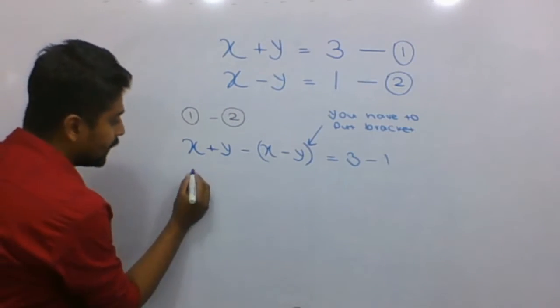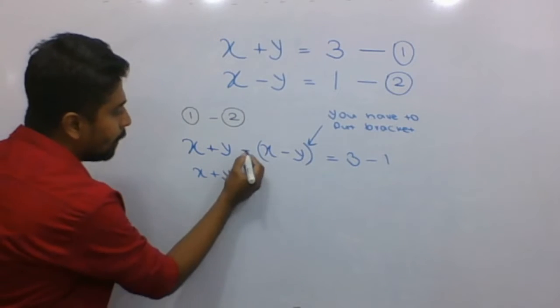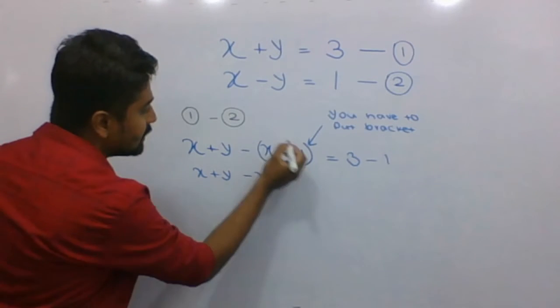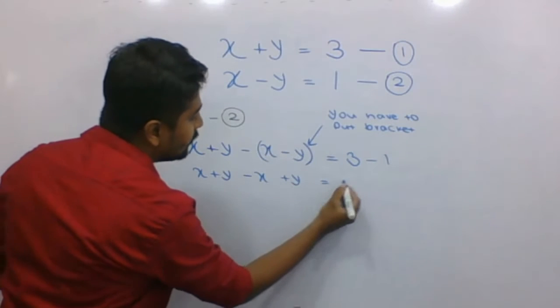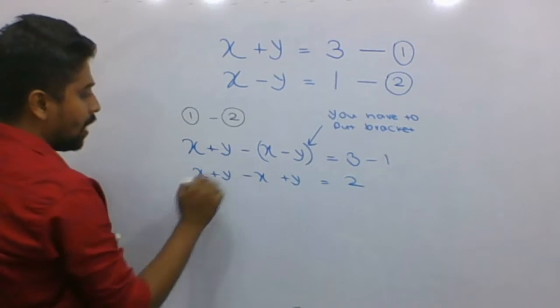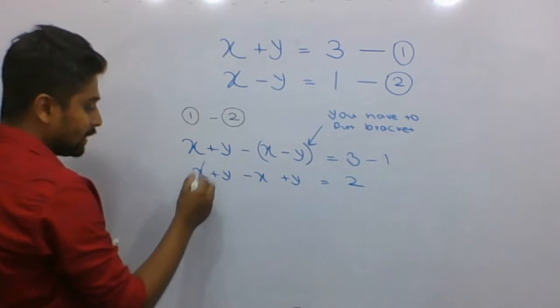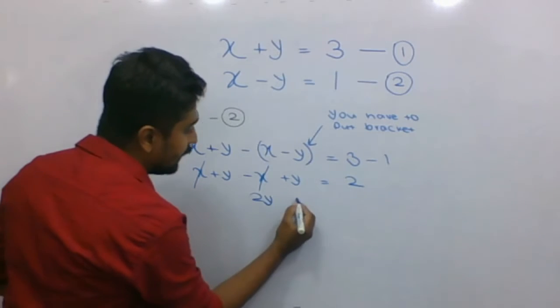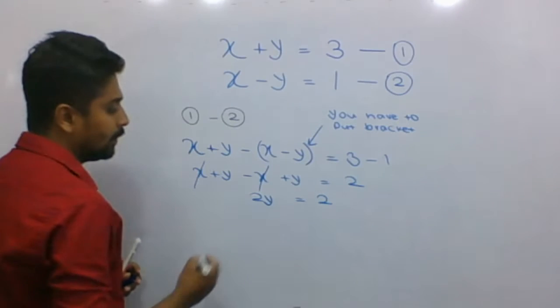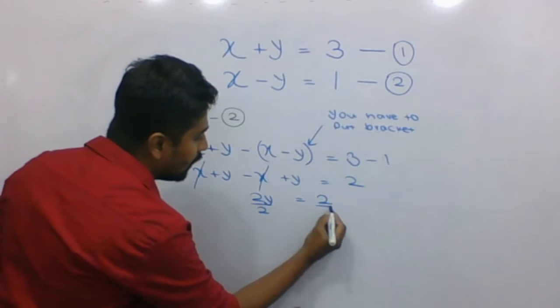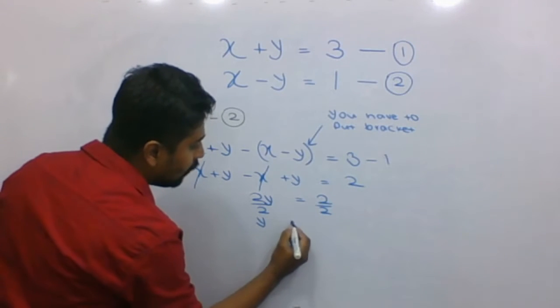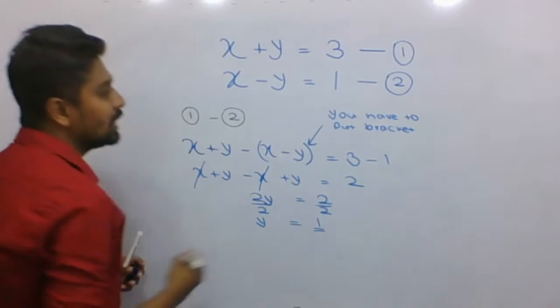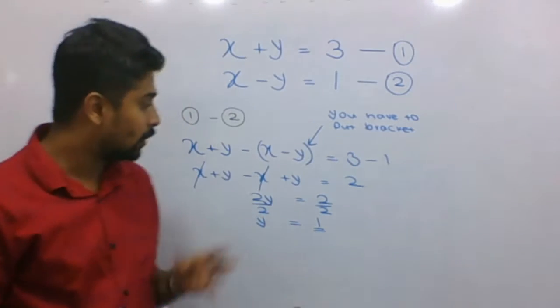Let me give you the note. x plus y, minus into plus is minus x, minus into minus is plus y. Here this is 2y. Then plus 6 minus 6 cancel. So what is remaining? 2y equals 2. Now divide both sides by 2, and then y equals 1. So you have got the answer for y.